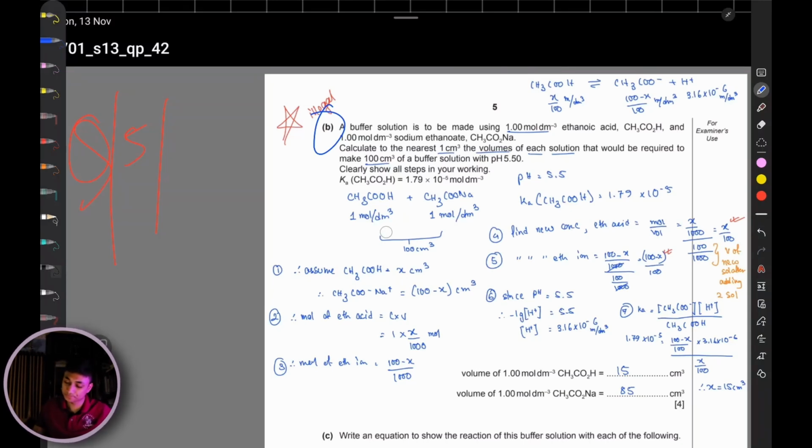Great. Now, granted both are 1 mole per dm cube, let us consider the volume of acid to be x centimeter cube, since I don't know how much it's going to be. That's what we're going to figure out. So, considering the volume of acid to be x centimeter cube, ultimately your volume for salt solution is going to be 100 minus x, because whatever the volume of acid is, the rest is going to be your salt solution. So 100 minus x. Great.